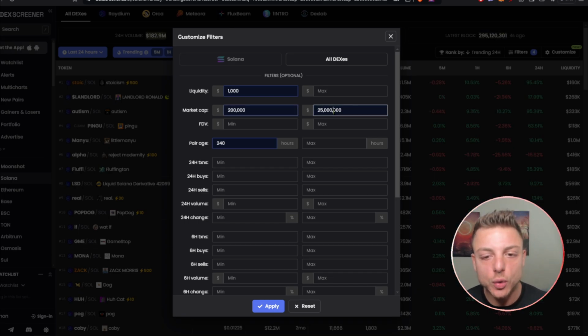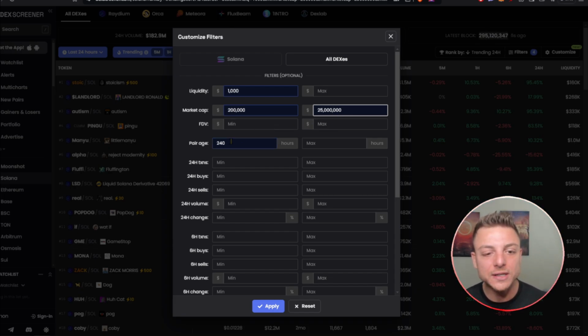I'm also focusing on coins that are less than 25 million because the true gains are found on coins at around 1 million, even 5 million market cap, because then you get in super early before they get to that 50 or $100 million market cap. And that's exactly how we're going to make our first $1,000 trading meme coins.